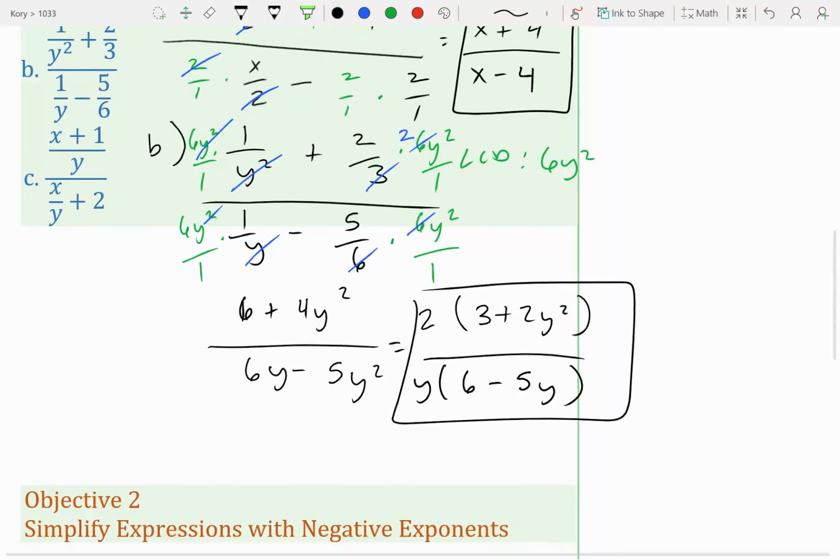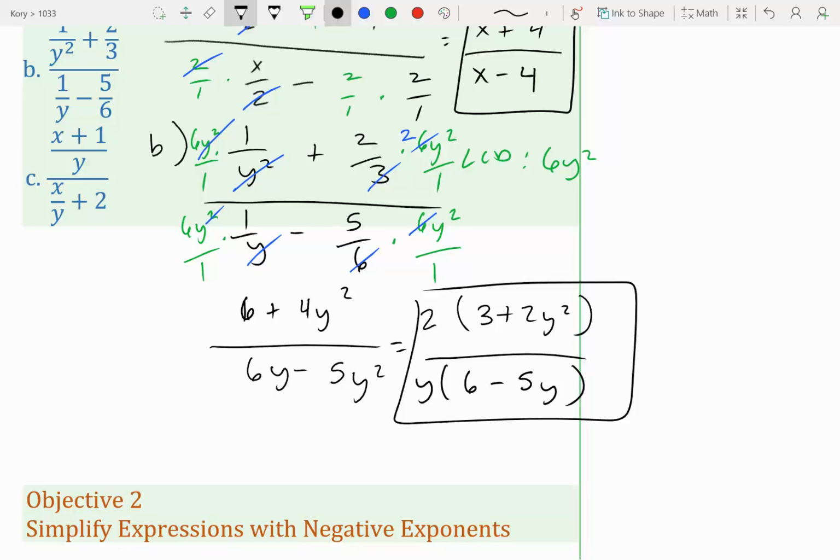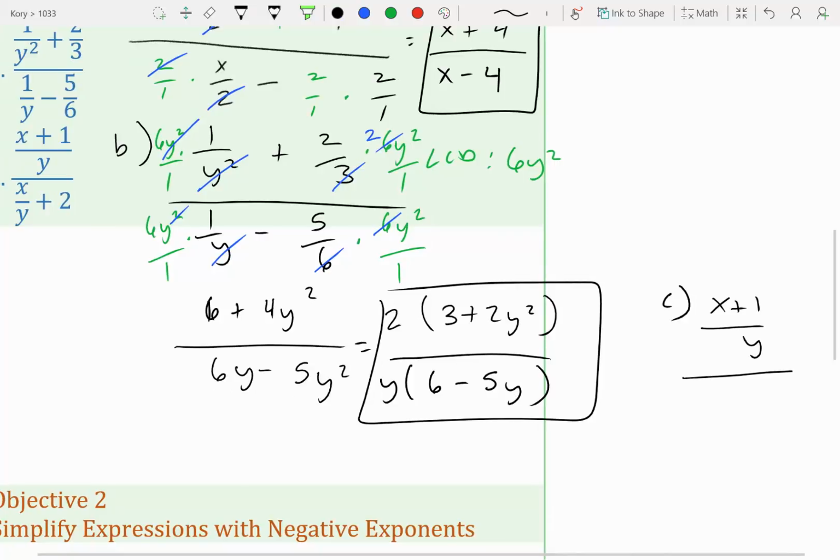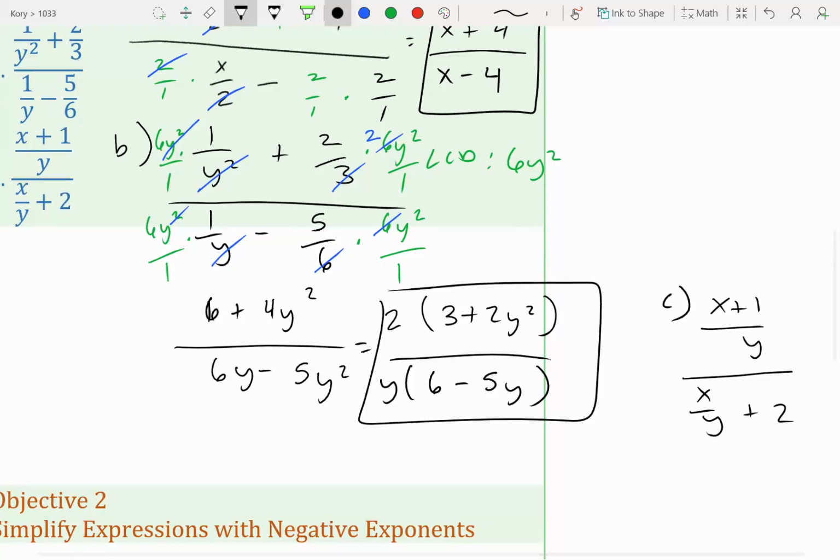Now we're going to move on to C. I'm going to put that over here. C is x plus 1 over y, over x over y plus 2. So let's take a look at all of our denominators, which is y, y, and 1. So therefore the LCD is y over 1.